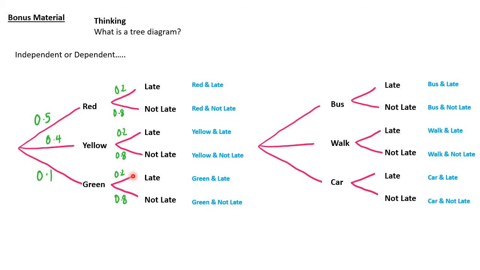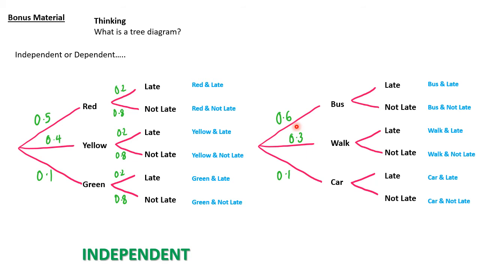And this is what we call independent. It's independent because the chance of me being late doesn't change depending on the colour of the bus. So whether a red, a yellow or a green bus turns up doesn't make any difference to me being late or not being late.